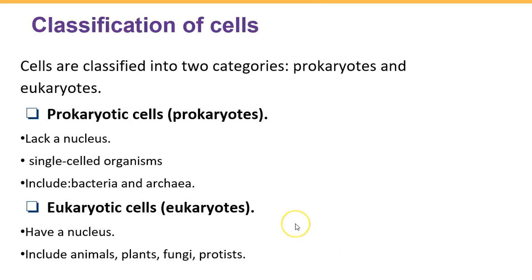Now let's talk about the classification of cells. Cells are divided into two main categories: prokaryotes and eukaryotes. Prokaryotic cells do not have a nucleus, but they do have their genetic material, their DNA. Their DNA just floats around inside of the cell and is not covered by a membrane to make an organelle like a nucleus.